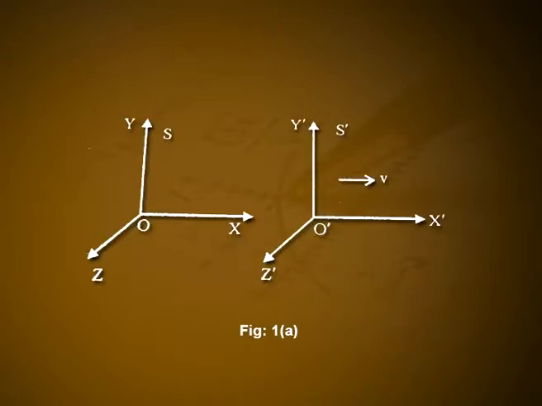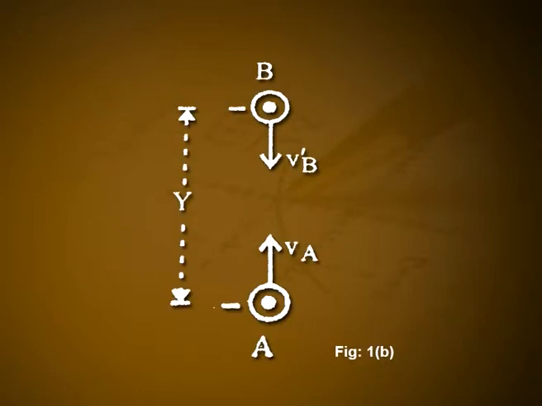In figure 1a, S and S dash are two inertial frames. The frame S is at rest and S dash moves along the positive x axis with a uniform velocity v. Consider an elastic collision between two particles A and B, which are separated by a vertical distance y. Before collision, A is at rest in frame S and B is at rest in frame S dash. Next, A is thrown in the positive y direction with a speed Va and B is thrown in the negative y dash direction with a velocity Vb dash at the same instant, such that Va is equal to Vb dash.